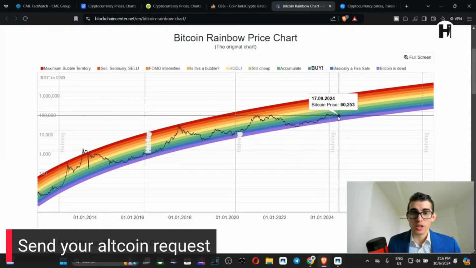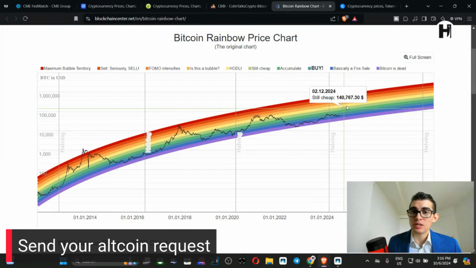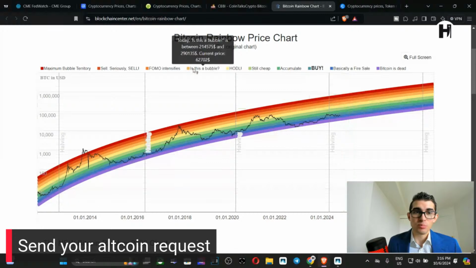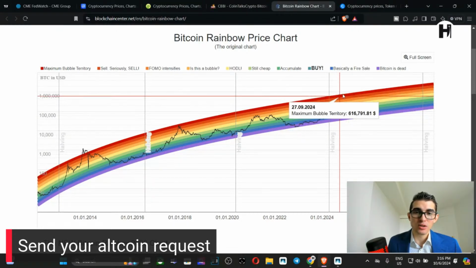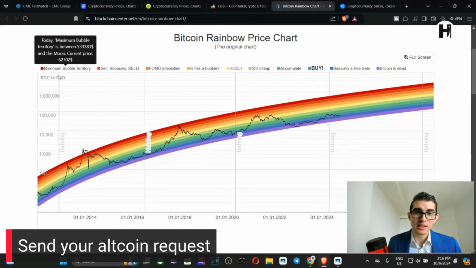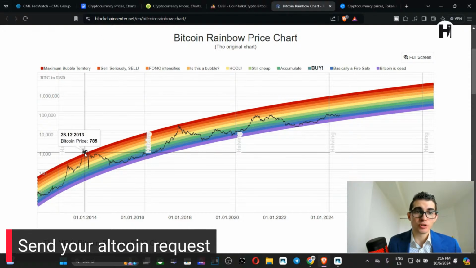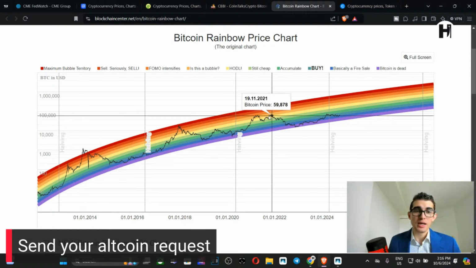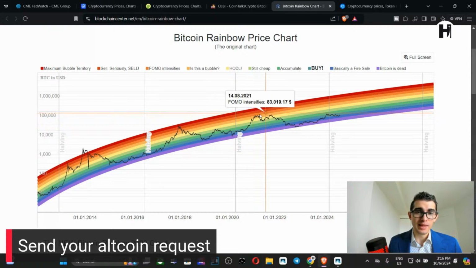Once we start moving up, I would expect us to peak somewhere in the, is this a bubble and FOMO intensifies zone? I do not think we're going to be getting overbought to those red levels, which is the maximum bubble territory, which we did back in 2013 and 2017. The 2021 bull market didn't get to those levels. FOMO intensifies was the peak there for us.